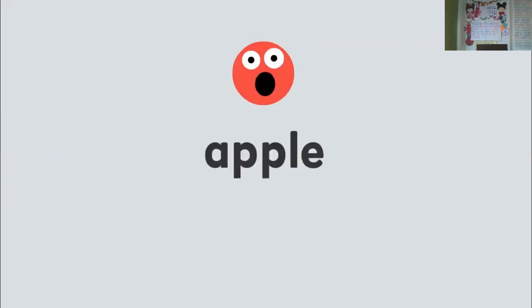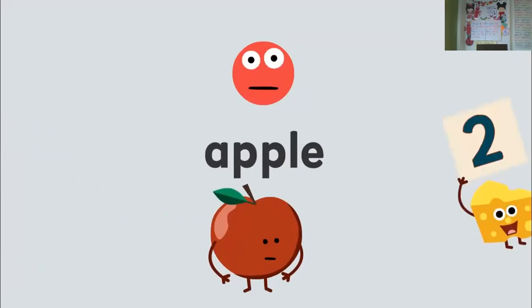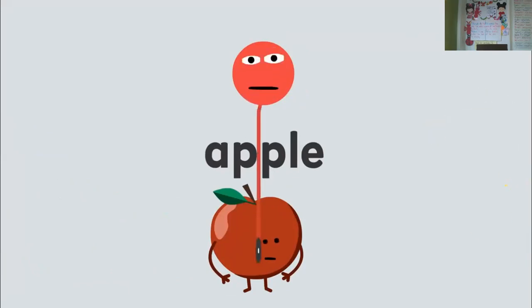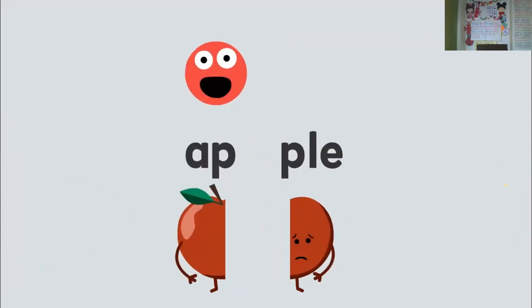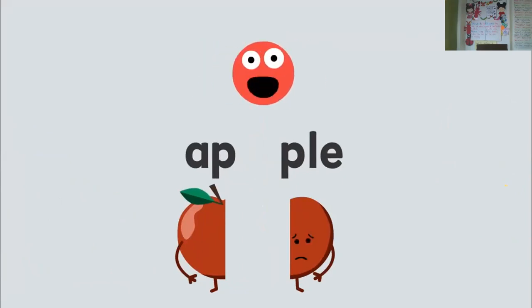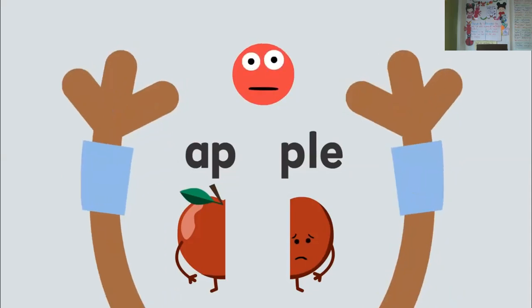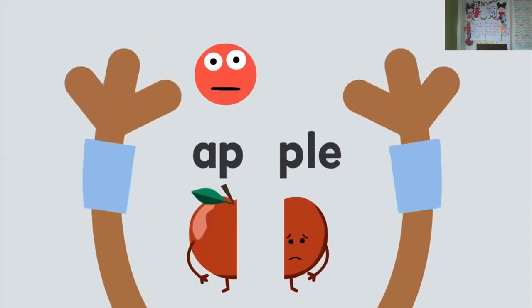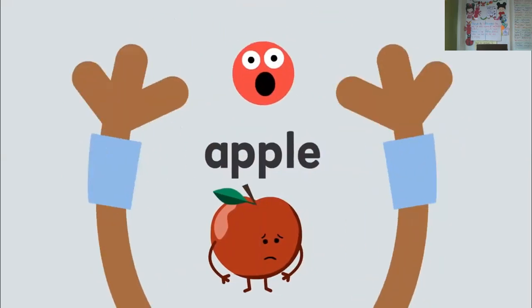Apple. The word apple has two syllables and therefore two beats. It's kind of like it's split into two parts. The first part is app, and the second part is pull. Now everybody, clap your hands and make a beat when I say each part of the word apple. Okay, ready? Here we go. App, pull. App, pull. App, pull.